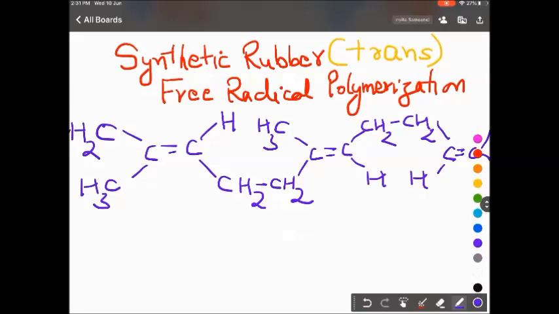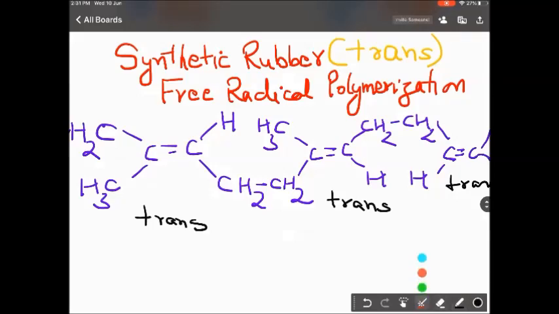So if we look at the structure now, it is trans at this position, it is trans at this position, it is trans at this position as the structure is continuous. So we can write synthetic rubber is having all trans configuration. So this is also known as synthetic rubber, has its name, that is called gutta-percha.